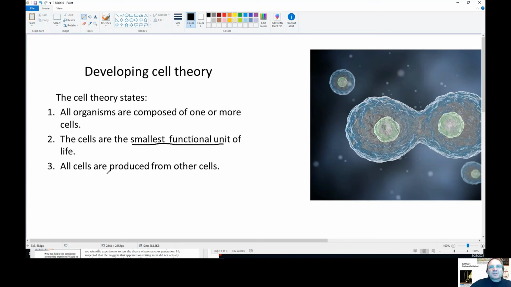There is no active principle. There is no spontaneous generation of life, and the only exception that we still don't fully know is when did life first start on Earth and how did that happen, but that's not covered in this course. You can certainly look that up. It's pretty interesting. There's some science behind it, but it's still not fully figured out. This is for us what we need to know. All organisms are composed of one or more cells. The cell is the smallest functional unit, and all cells come from other cells.